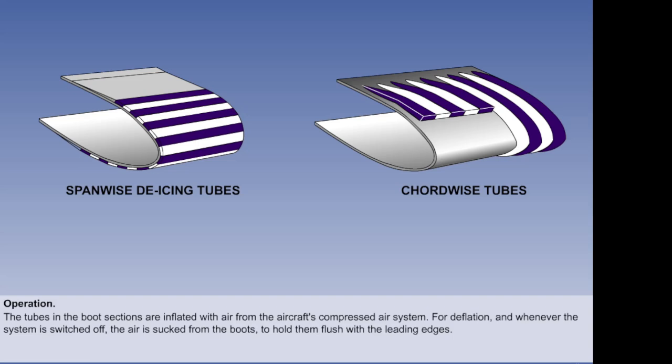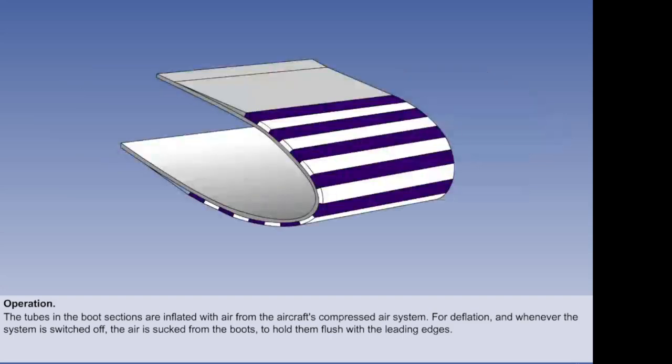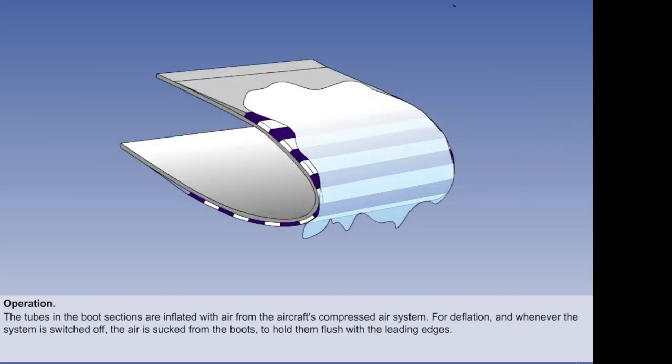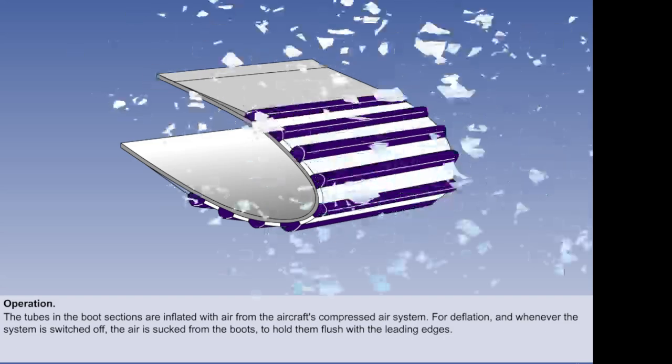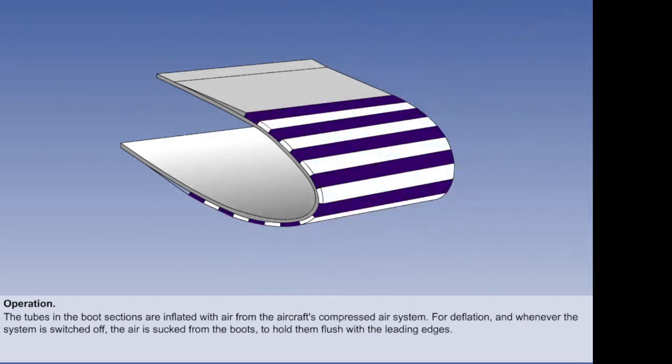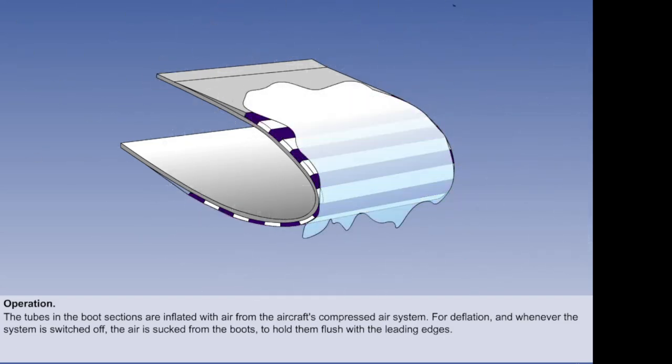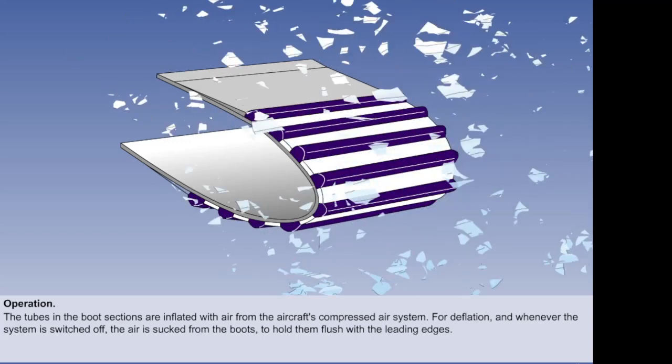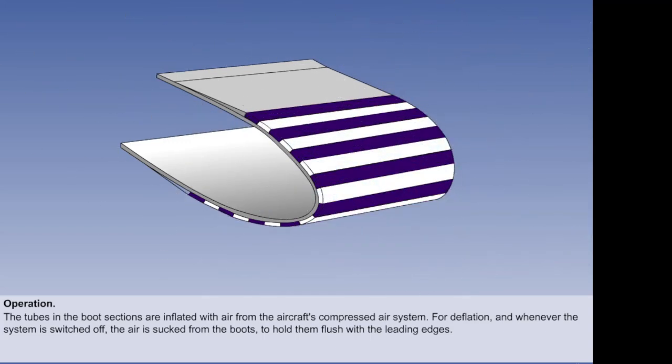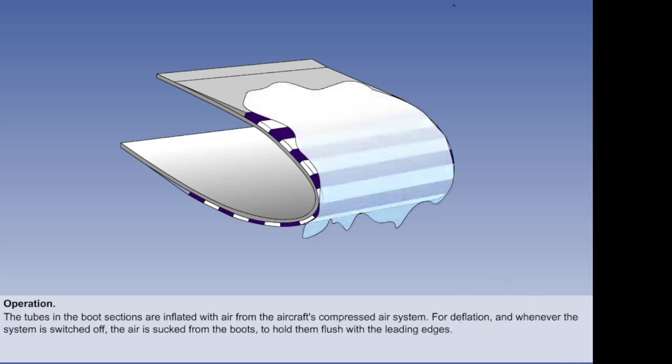At the end of an inflation stage of the operating sequence, and whenever the system is switched off, the air is sucked from the boots to hold them flush with the leading edge. The suction may be produced by a vacuum pump or by Venturi action. This inflation and deflation cycle is repeated during the period the system is in operation. When the system is switched off, suction is applied continually to all tubes of the boot sections to hold the sections flat against the leading edges, thus minimizing aerodynamic drag.